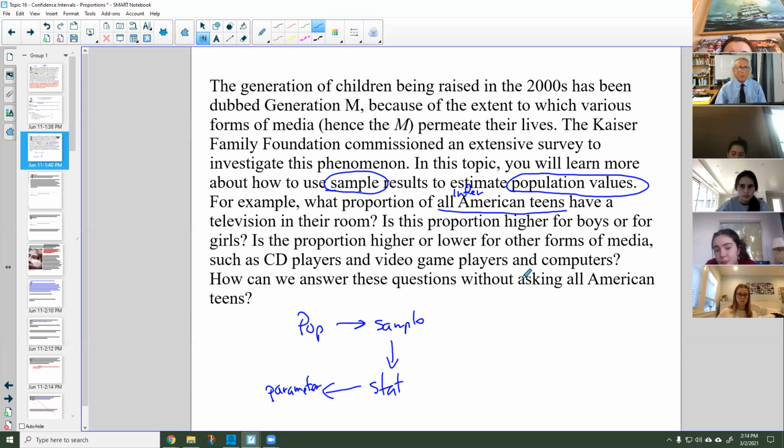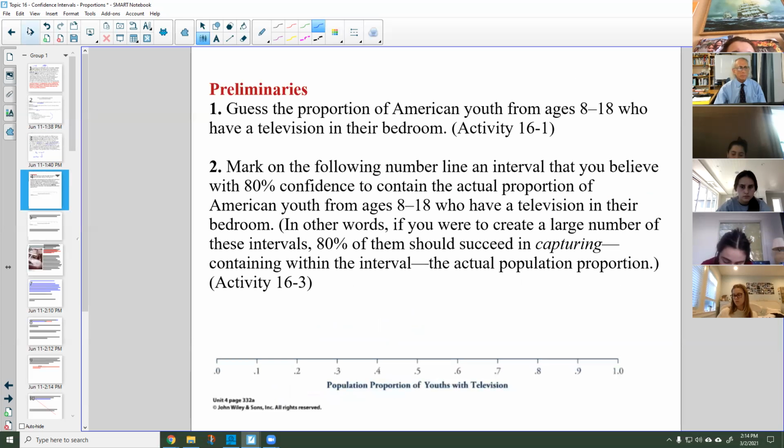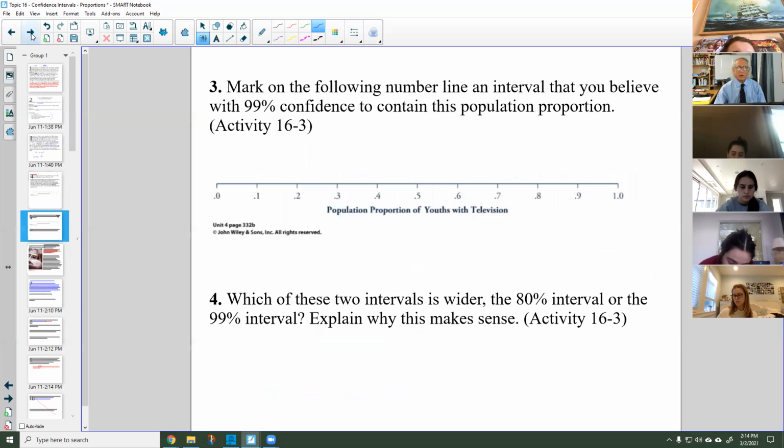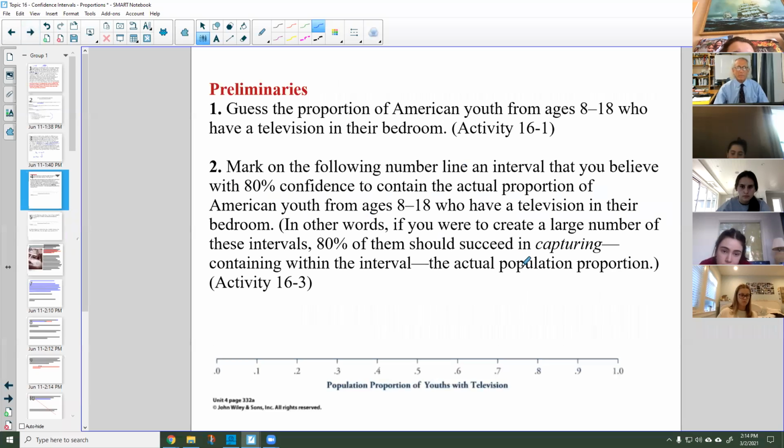All right. So how can we answer these questions without asking every single American teenager? We can do it. We're not even going to bother guessing here. No, we are going to do some guessing here. Okay. So I'm going to do some guessing.